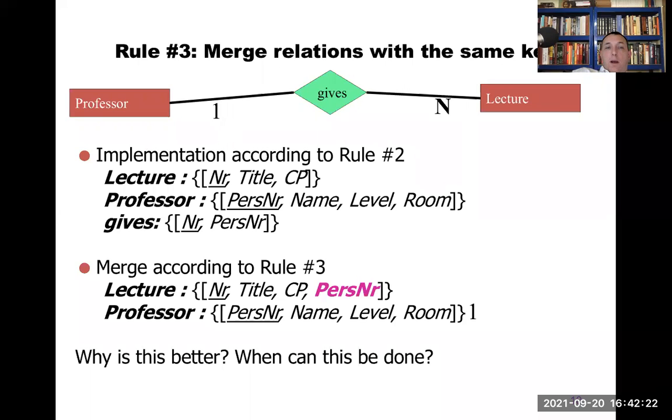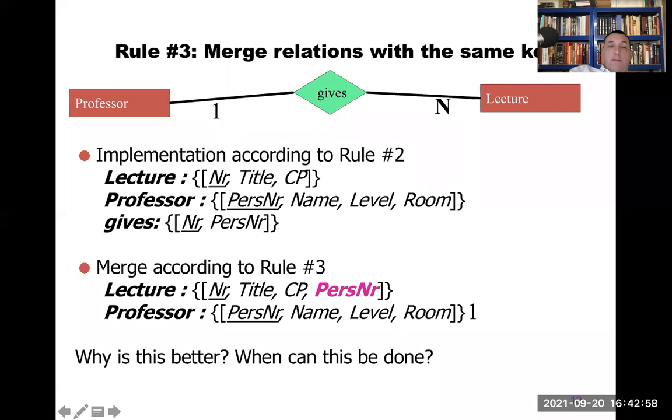Third rule. In accordance with the first and second rule, we have a database of these records. We have lectures identified by numbers, we have professors identified by person number, and we have a relationship gives identified by lecture number, as we don't want to have duplicates of lectures, but person number may be duplicated.